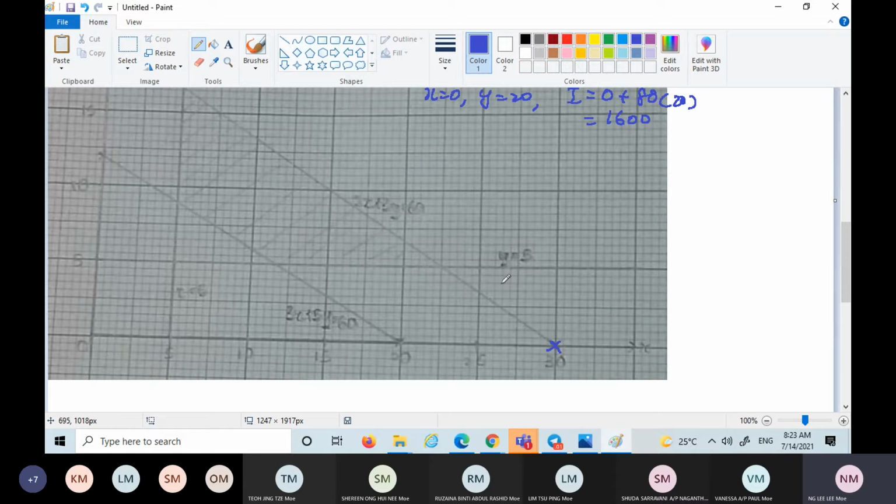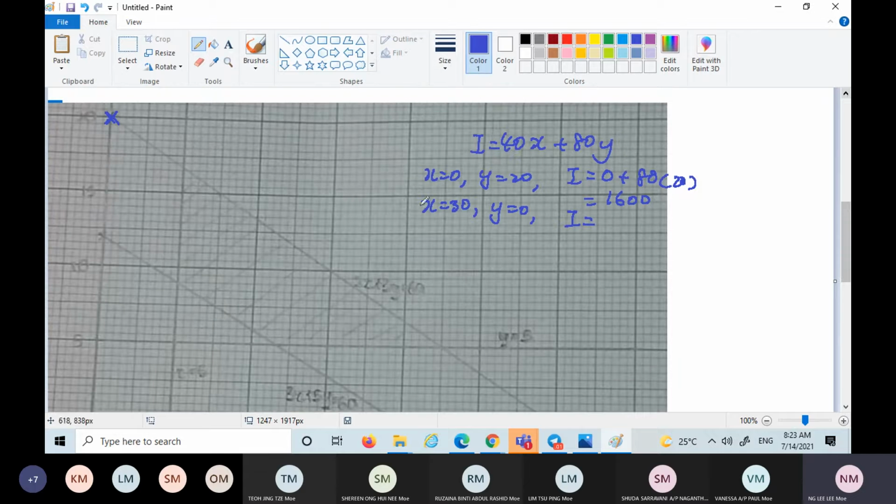Sorry. Here for this point, x is 30 and y is 0. So you find the I. Same thing, substitute inside this objective function. So 40 times 30 is the x, and then y is 0. So it's 1200. So which one is more? That one will be the maximum. So this one don't write. This one you can erase it. So just show this answer.